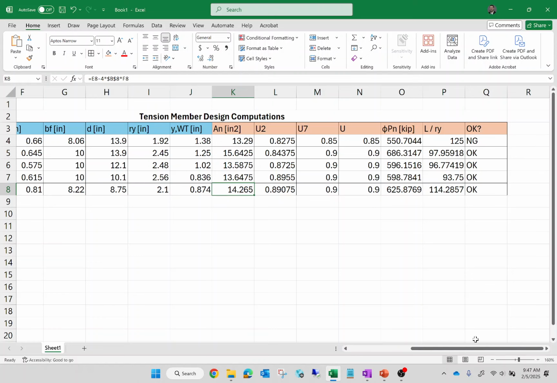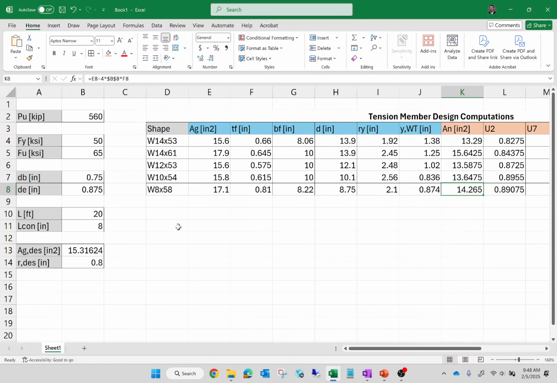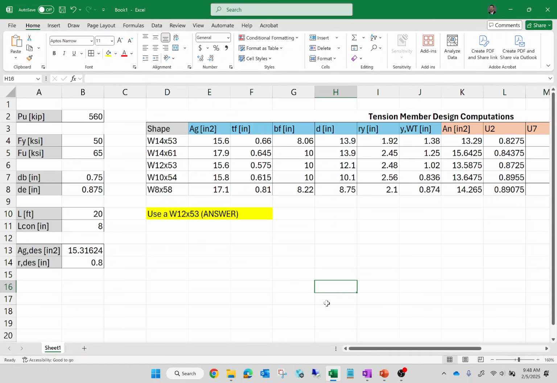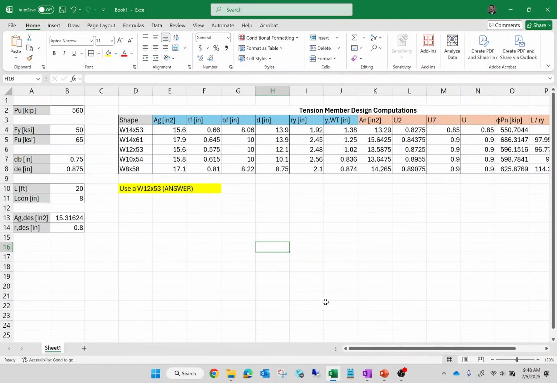Okay, so we have several sections that work. What's the answer, though, for this problem for our purposes? 12 by 53. So I'll say that, and that's going to be our answer. Does that make sense?